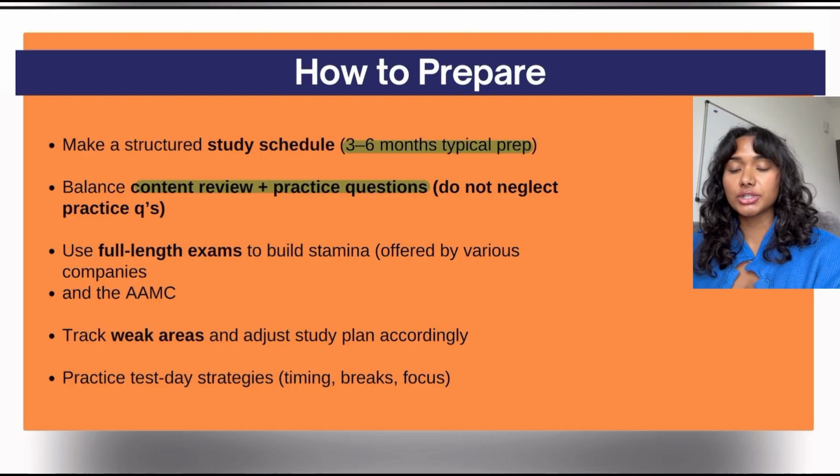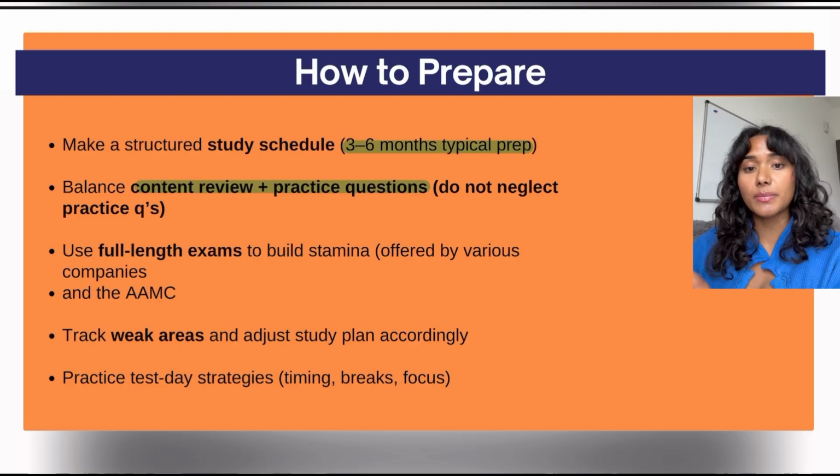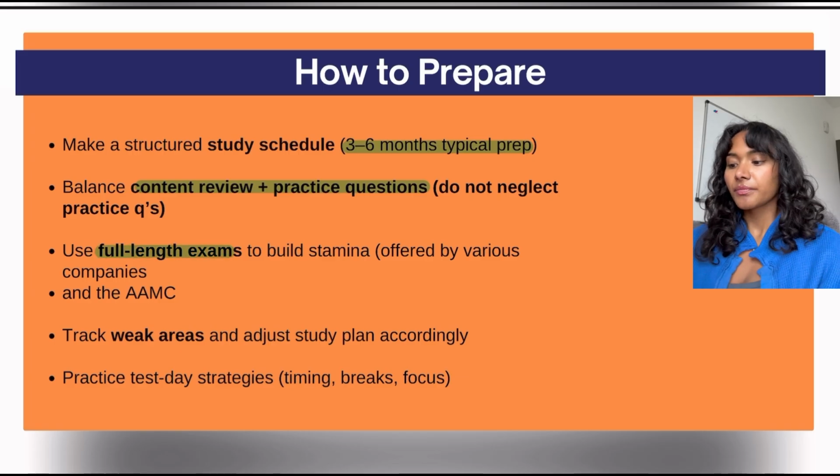People usually say to do content review in the beginning, the first 1 to 2 months, then spend the rest of the time on practice questions, revising, and doing practice tests.